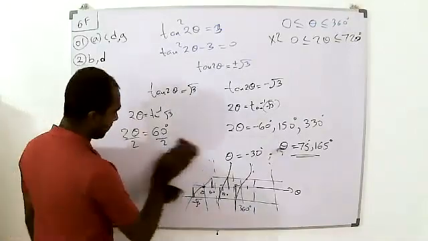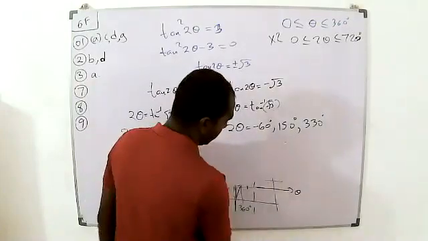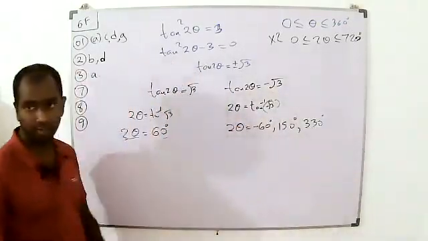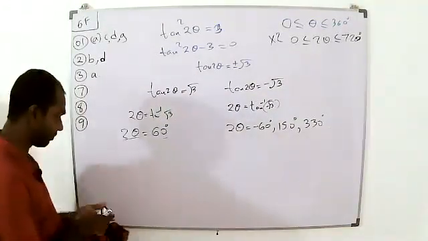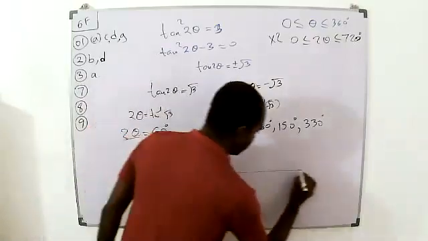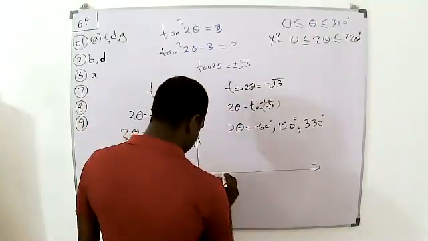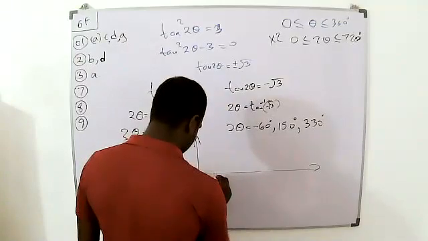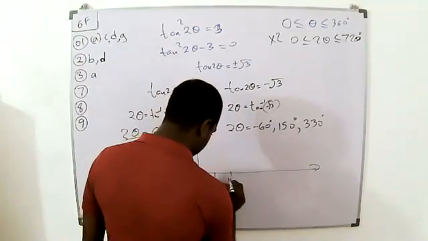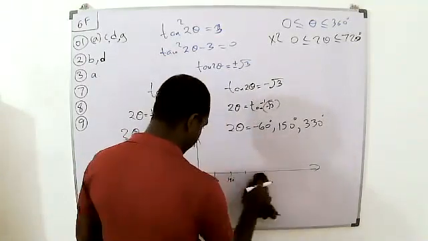So don't take this as the final answer. This is not the final answer. So what is our duty? We have to draw now up to 720 degrees. So yes, draw them quickly. We have 90 degrees here, 180, 270. Oh, it's not going to be enough.